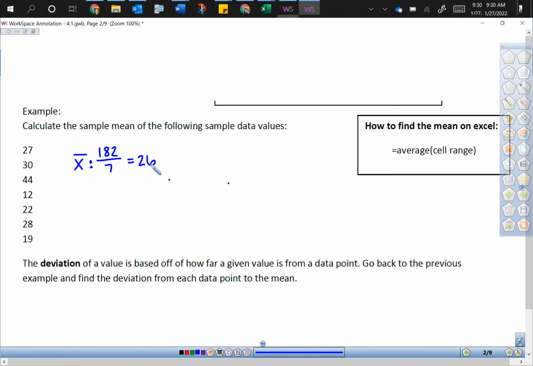26. Now what's awesome is this is a really nice number. You guys know as well as I do, sometimes the average isn't always a nice number, but somehow we got lucky, and it's a nice number.